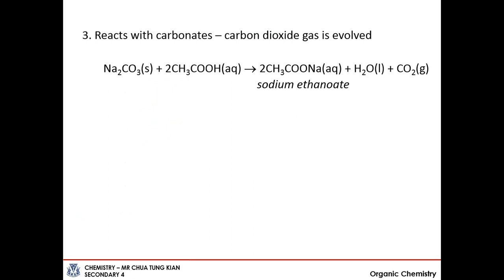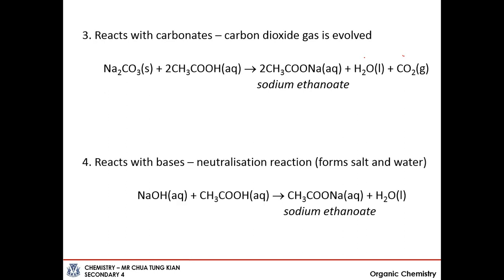So like other acids, carboxylic acids can also react with carbonates, and I'll get a salt, water, and carbon dioxide, which means that I will see effervescence. I can test for the gas with lime water. I will have a white precipitate, and it will undergo neutralization reactions. Acid and base gives me salt and water. So this is the salt, sodium ethanoate.